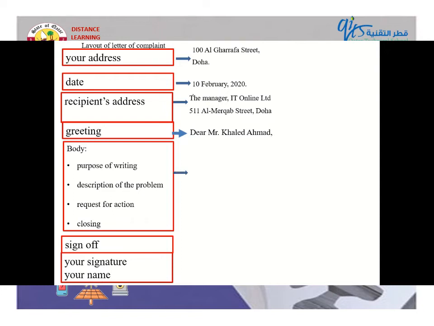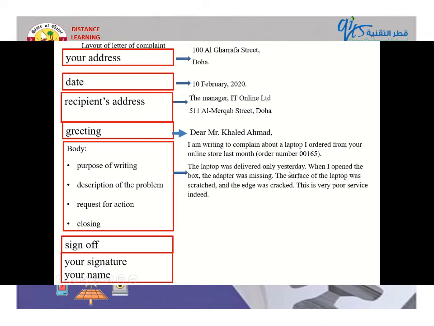Now the body. In the body, we start with the purpose of writing. I am writing to complain about a laptop I ordered from your online store last month. Order number 00165. Now, the description of the problem. The laptop was delivered only yesterday. When I opened the box, the adapter was missing. The surface of the laptop was scratched and the edge was cracked. This is very poor service. And now, what you would want to happen? I request that the faulty laptop be replaced with a good one as soon as possible. Closing. I look forward to hearing from you soon.